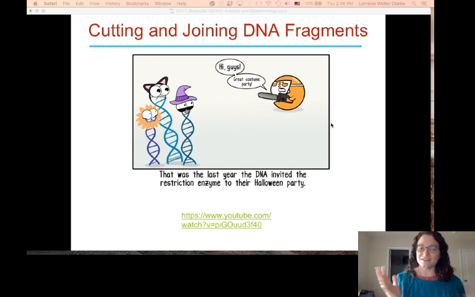All right, but great. So this is just a short piece of information again about how specific restriction enzymes are used to chop up DNA and then add new chunks. Okay?